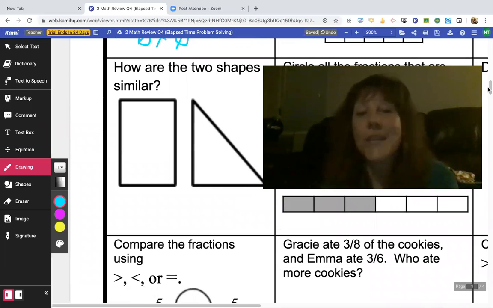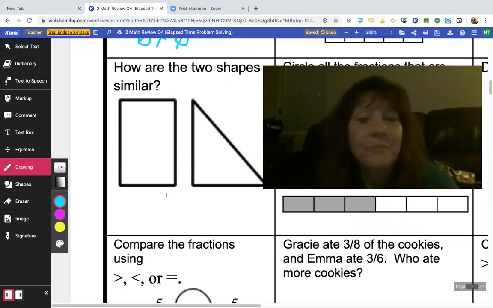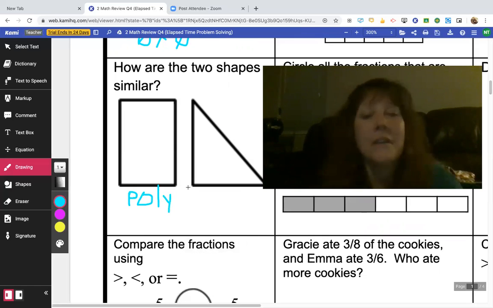All righty, let's look at the next one. How are the two shapes similar? Well, they both are polygons, right? Polygons means many-sided. So that's one thing that they are similar. Similar, remember, is how they're the same. I wonder if I could type this. Oh gosh. Polygons. Let's see, what else?